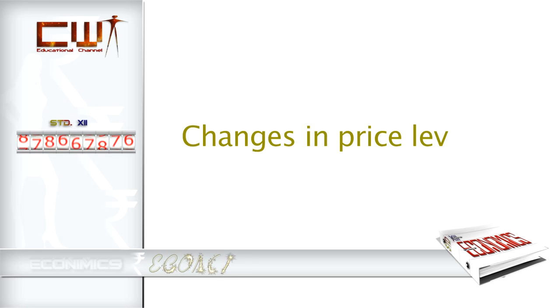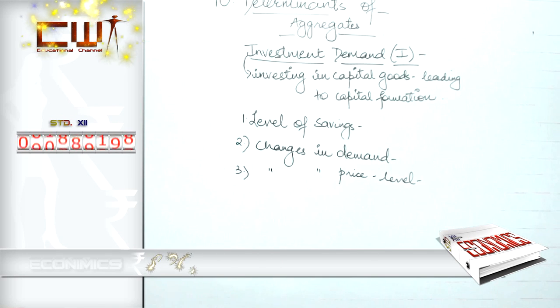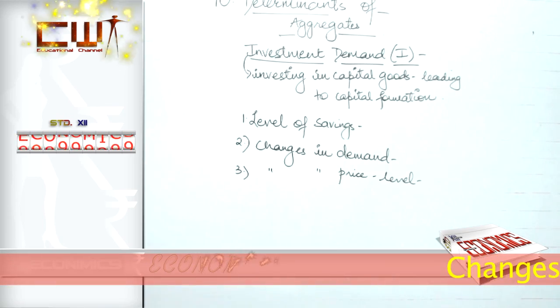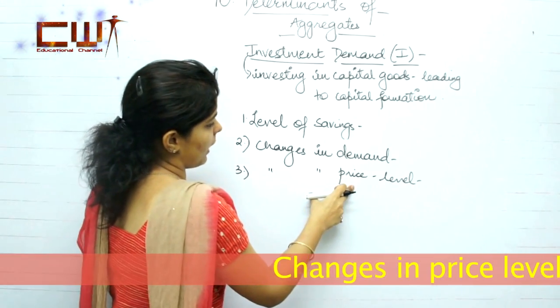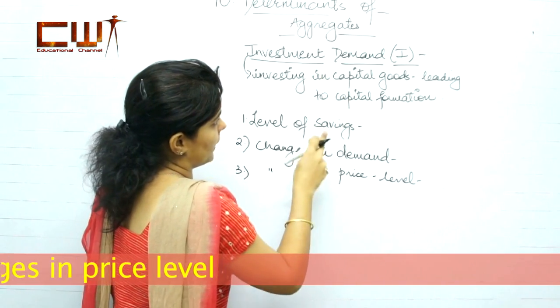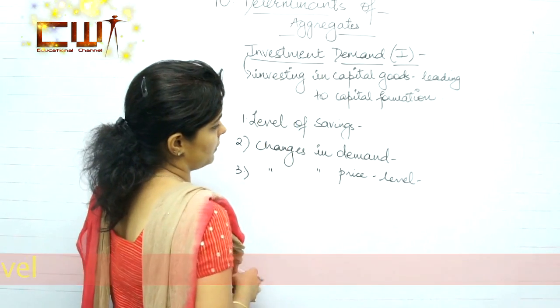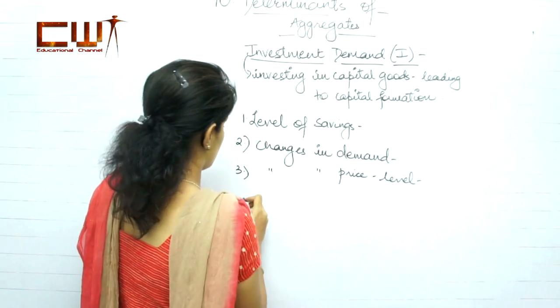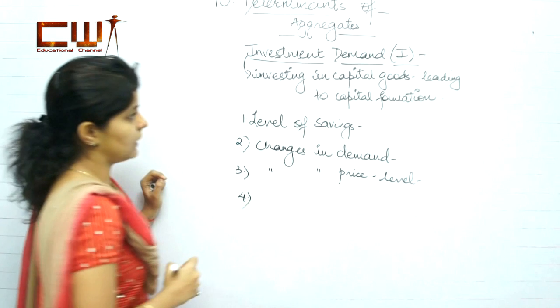Next, changes in the price level. The company may tend to invest more in the business if the change in the price level is in favor of the company. If it is in favor of the company, more people will save money and they will invest in the business. But if the price level goes high, there is less saving and there is less investment expenditure.